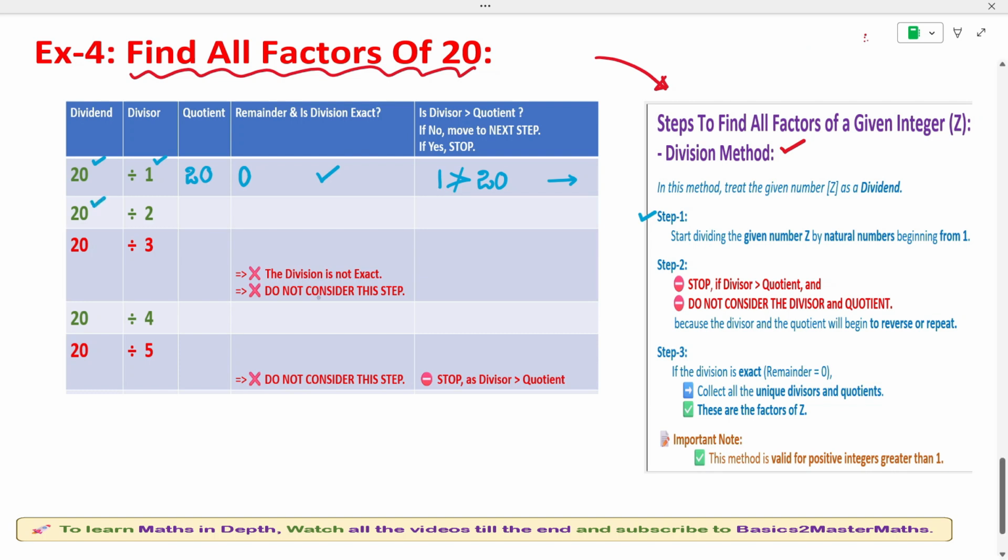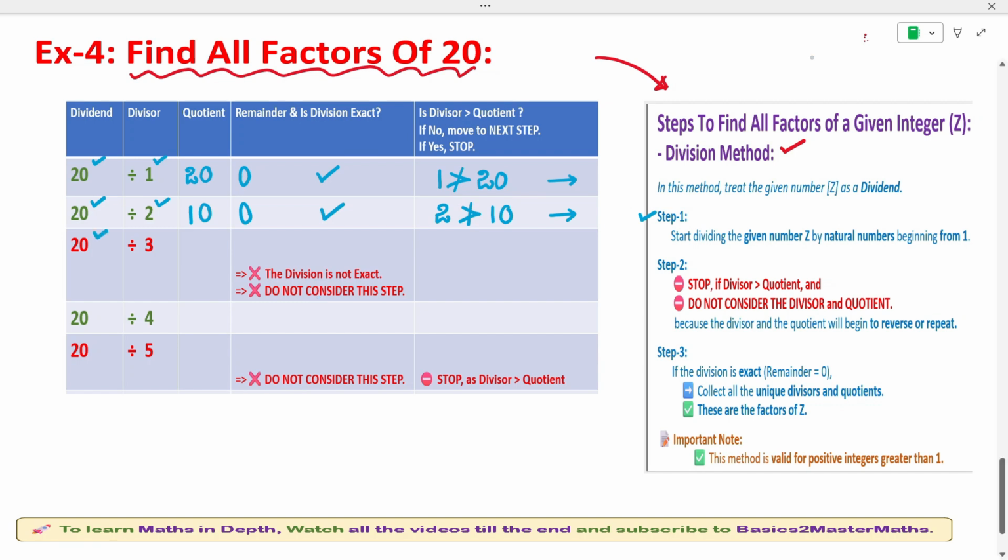When we divide 20 by 2, we get 10 as the quotient and 0 as the remainder. So, this division is exact. In this case, the divisor 2 is not greater than the quotient 10. So, move to the next step.